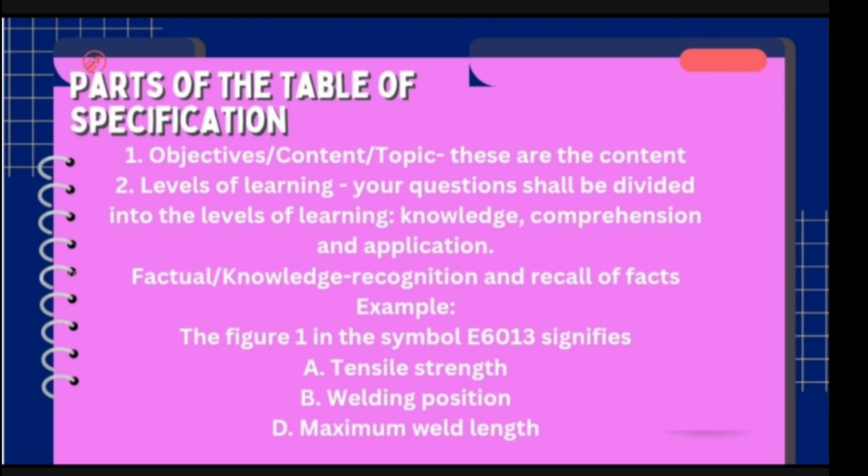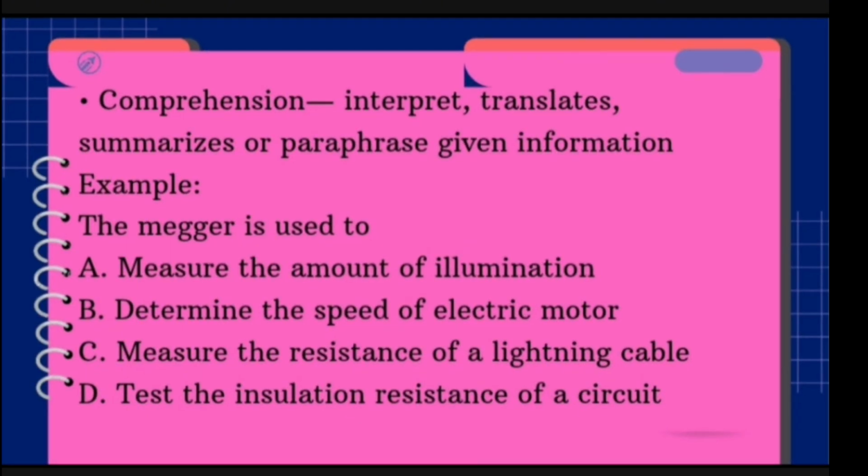These are examples. The figure 1 in the symbol A6013 signifies A. Tensile strength, B. welding, and D. maximum weld length. Next is comprehension. It means to interpret, translate, summarize, or paraphrase given information. Here's the example: The meager is used to. Now, what is the meaning of meager? Meager means something that is not enough or not of good quality.